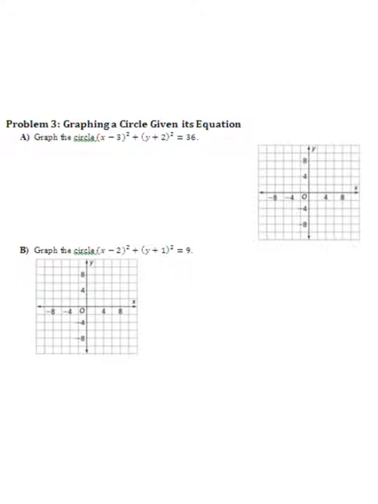The last thing we're going to be doing in 12.5 is graphing a circle given the equation. Okay, so when we're doing this, there's two pieces of information that we need. We need to know where the center is, and we need to know what the radius of our circle is.